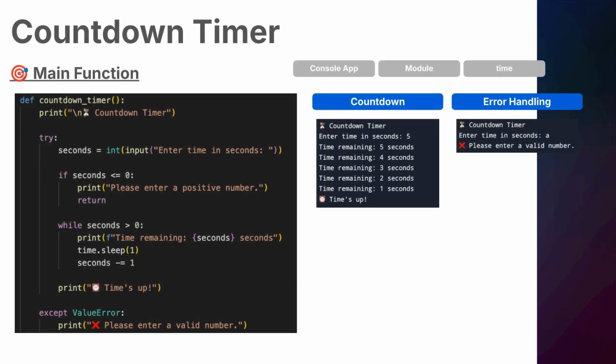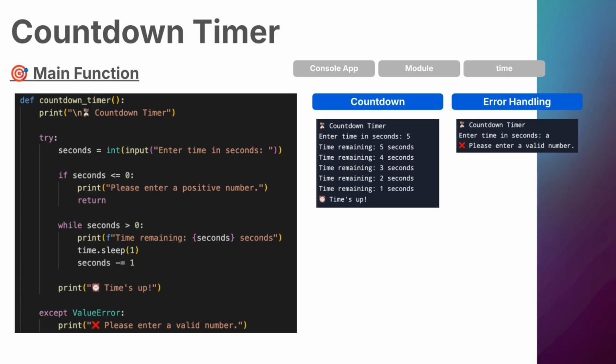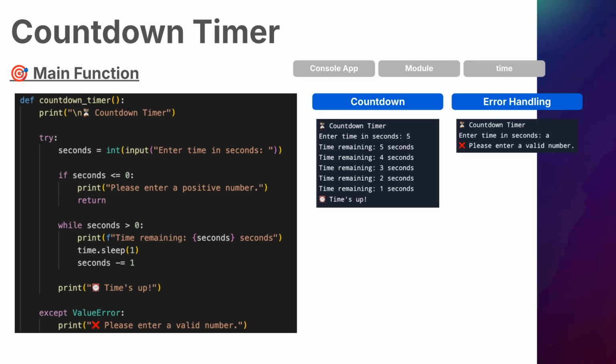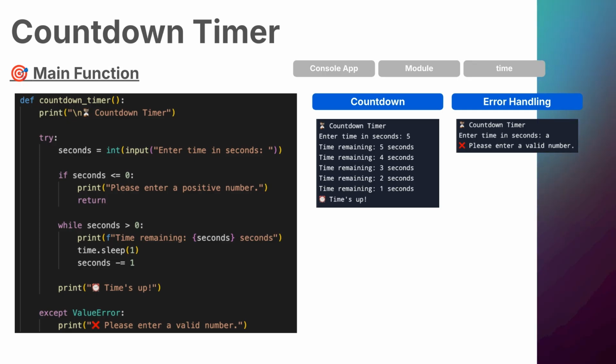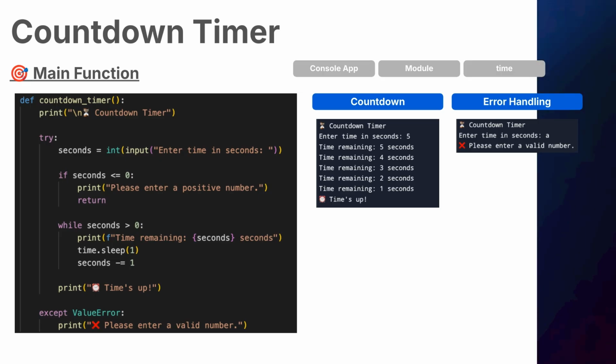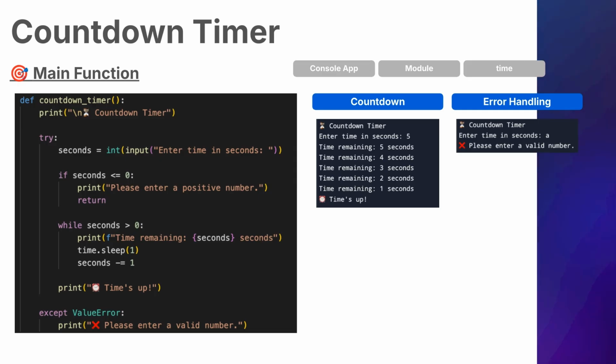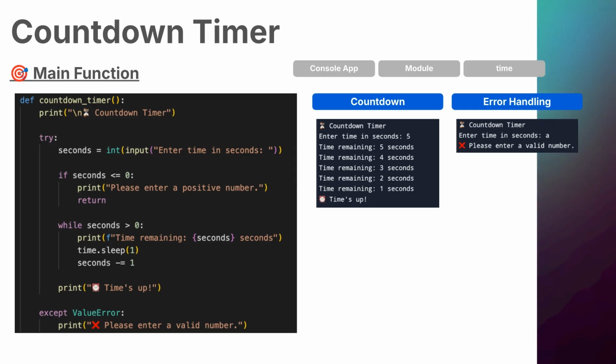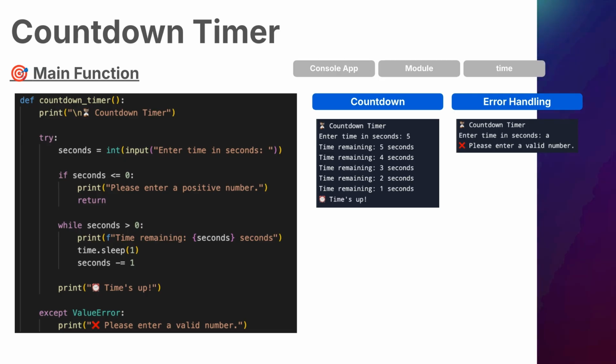Now let's focus on the main function that actually makes the timer work. Inside countdown timer, everything starts by asking the user to enter a number of seconds. That input is immediately converted into an integer, so Python can perform calculations with it. To keep the program safe and beginner-friendly, this step is wrapped in a try block, which means the program won't crash if the user types something invalid.